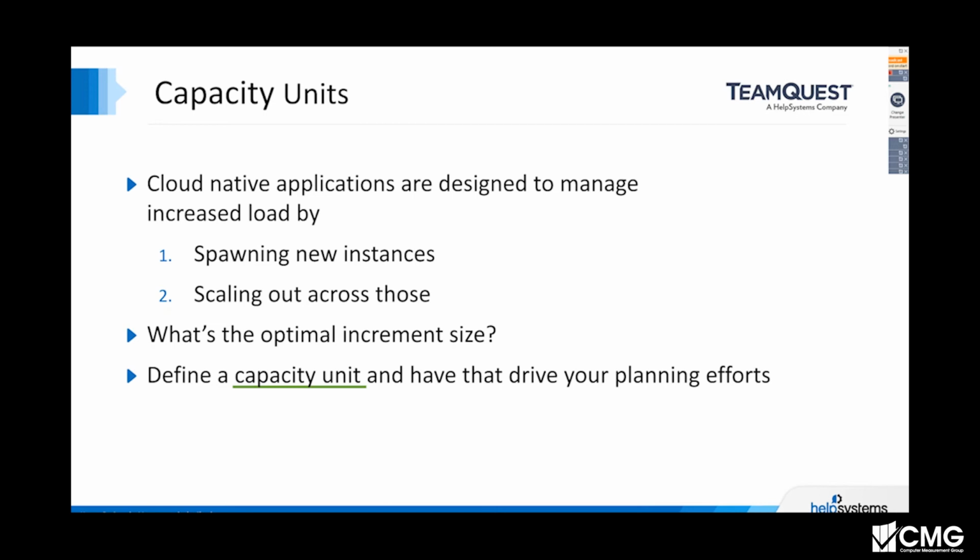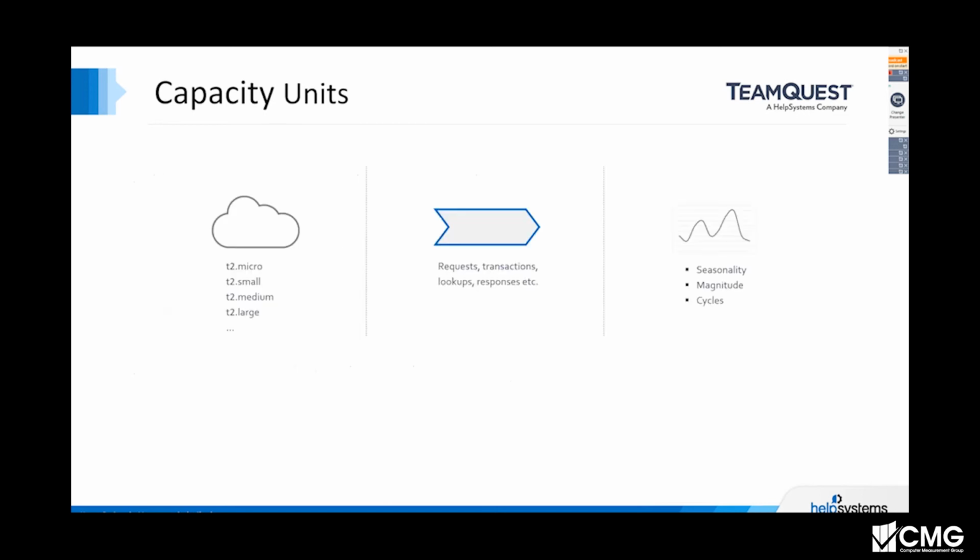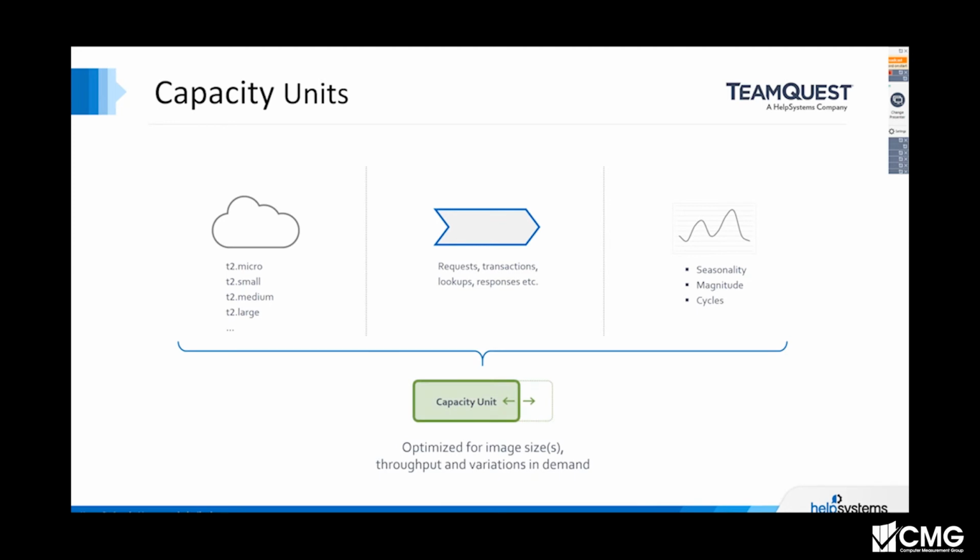So understanding what is the optimal increment size for this specific workload. How do I scale up quick enough, and how do I retract quick enough, or how can I optimize that? So the capacity unit is defined by a combination of different measurements. You look at the type of instances available from your vendor. In this case, we've used AWS as an example. So you have T2 micro, small, medium, large, XLarge, XXLarge, etc. So finding out what the alternatives are, how they are configured, and what is the optimal size for me.